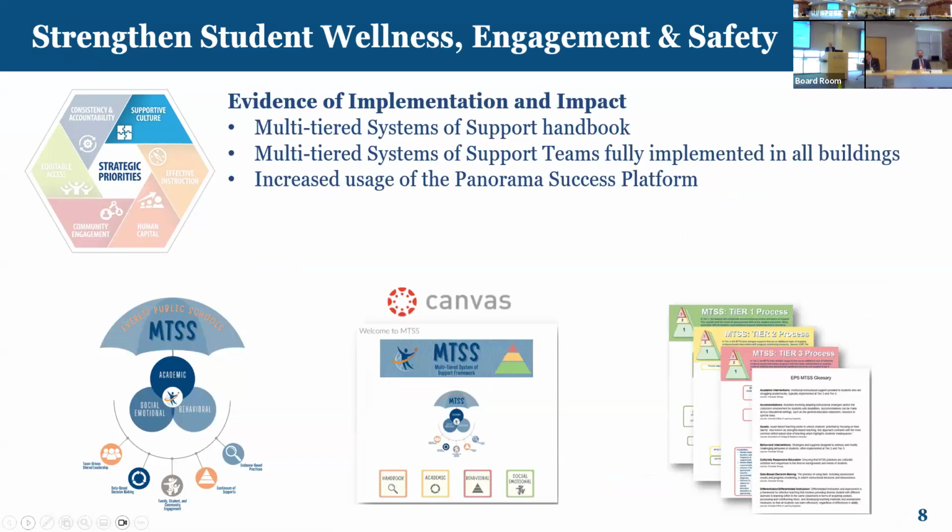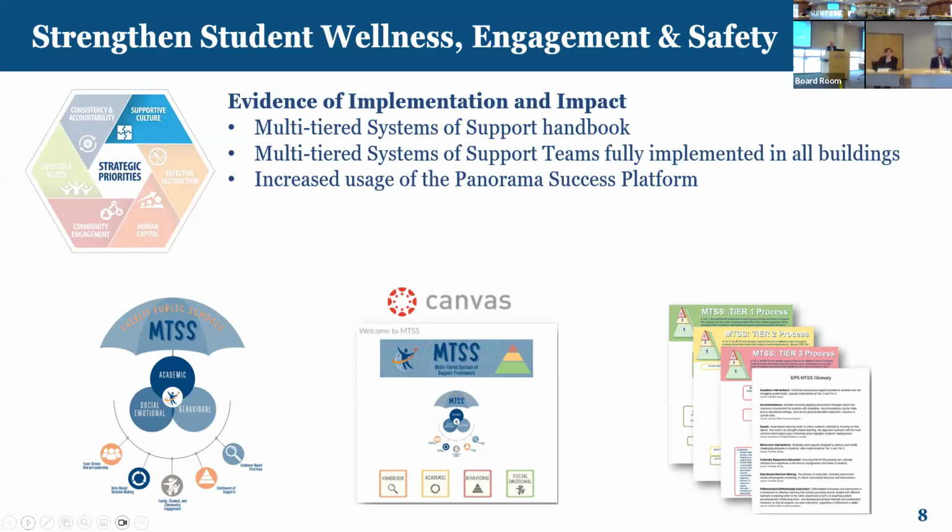So how does this theme connect to the priority student outcomes? It shows up pretty clearly in the strengthening student wellness, engagement, and safety outcome. More evidence of our implementation: you had the recent update from Director Mimi Brown with MTSS, and as I shared, that's when these initiatives really started to move towards implementation.